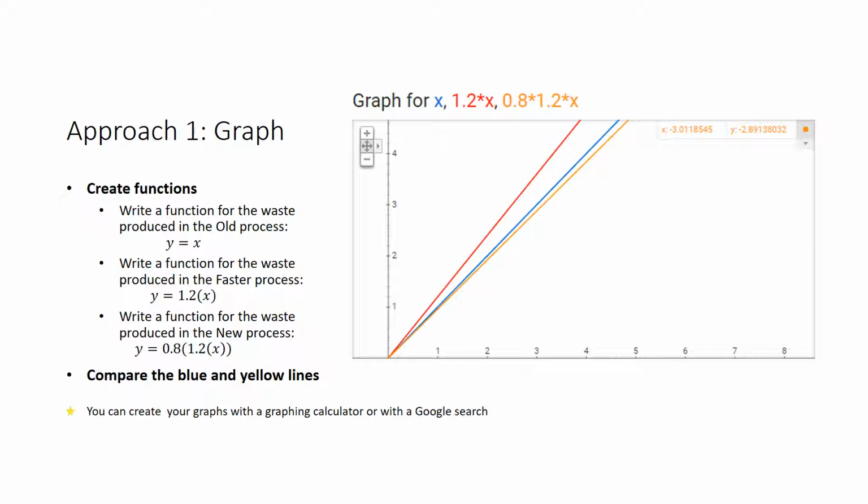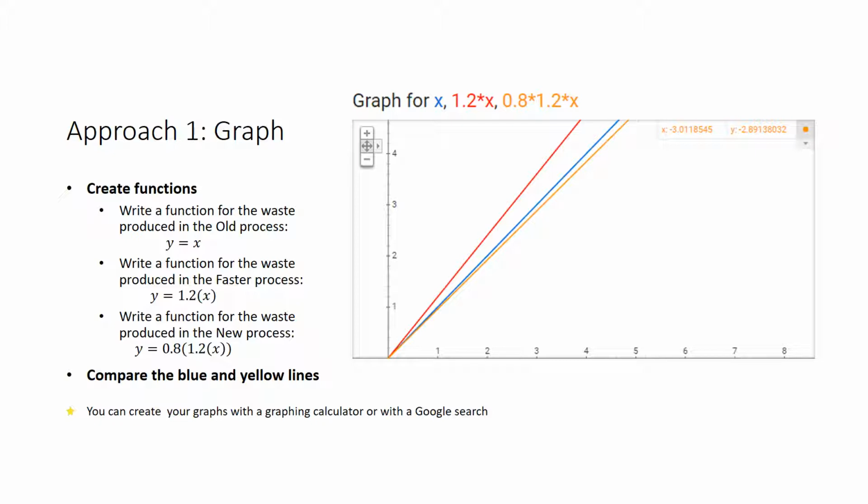Our first approach was to use a graph. You can graph using Google or other online web software like I did, or use a graphing calculator. First, I wrote a function for the waste produced in the old process. My function was y equals x, and you can see this on the blue line. My next function was for the waste produced in the faster process, y equals 1.2x. This is represented by the red line.